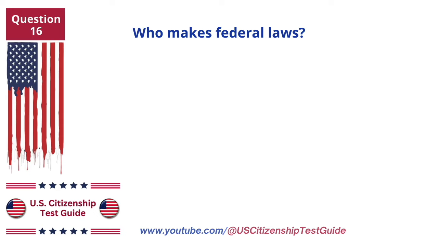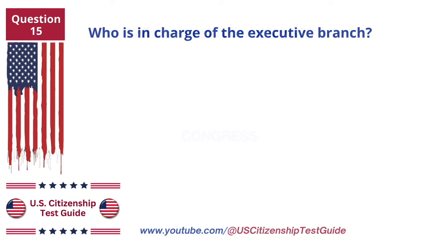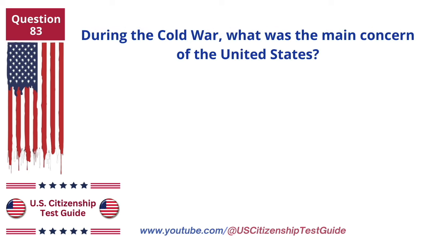Who makes federal laws? Congress. Who is in charge of the executive branch? The president. During the Cold War, what was the main concern of the United States? Communism.